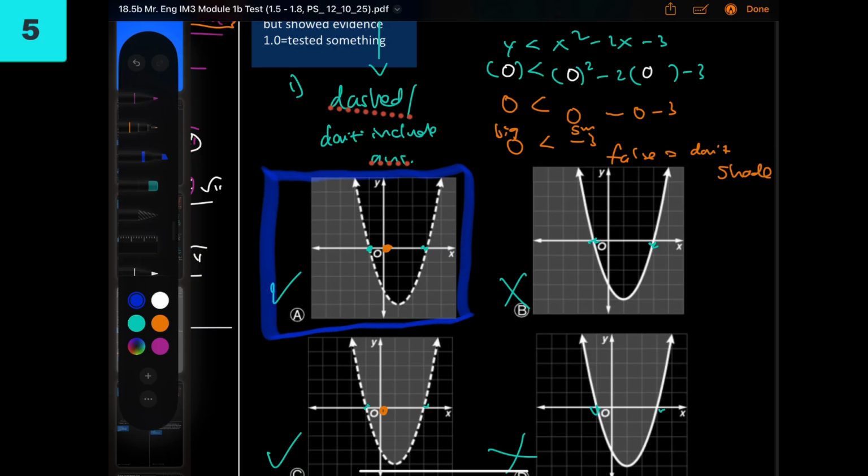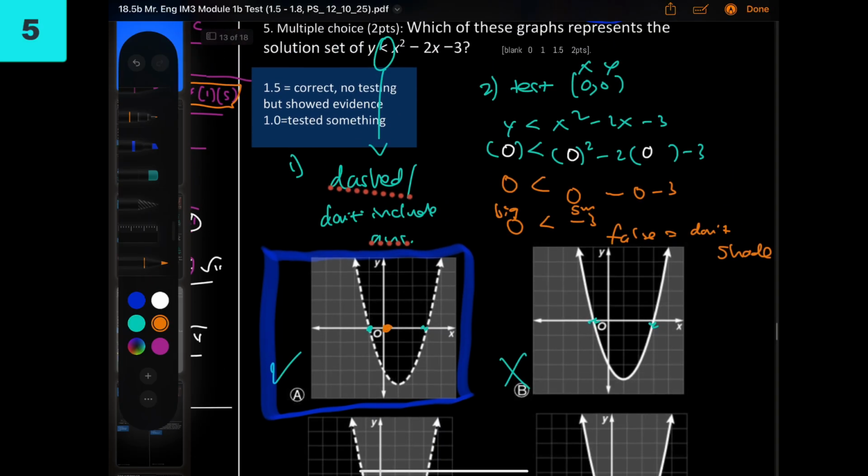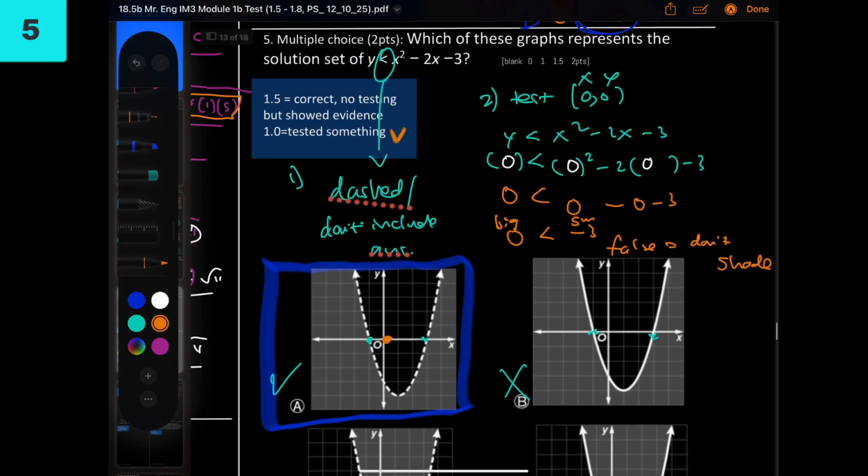Okay, the partial credit for this problem is 1 point if you tested something, like a point, and I gave you guys 1.5 points if you were correct. Maybe you showed me the inequality.